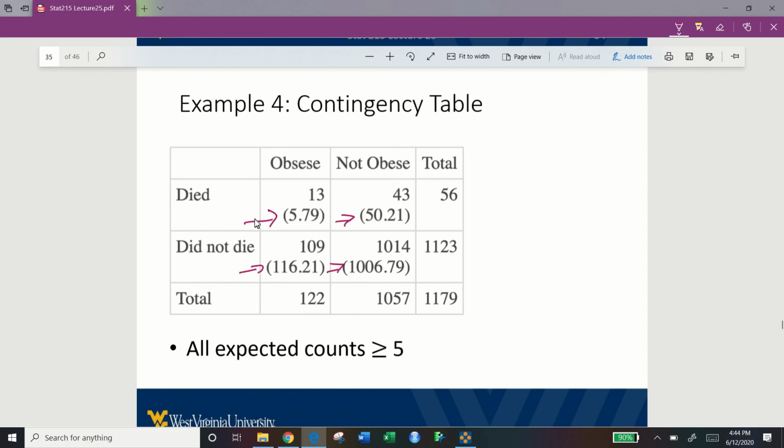And in order to check our assumptions, we know that we have a random sample, but we also need to check that all of our expected counts are greater than or equal to 5. In this case, it looks like we check out, barely, since the number of patients who are obese and died was 5.79. So we got lucky. Or maybe not.